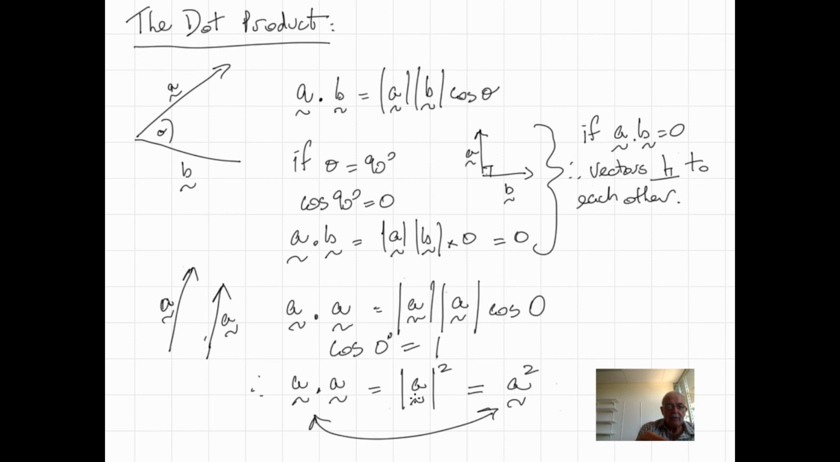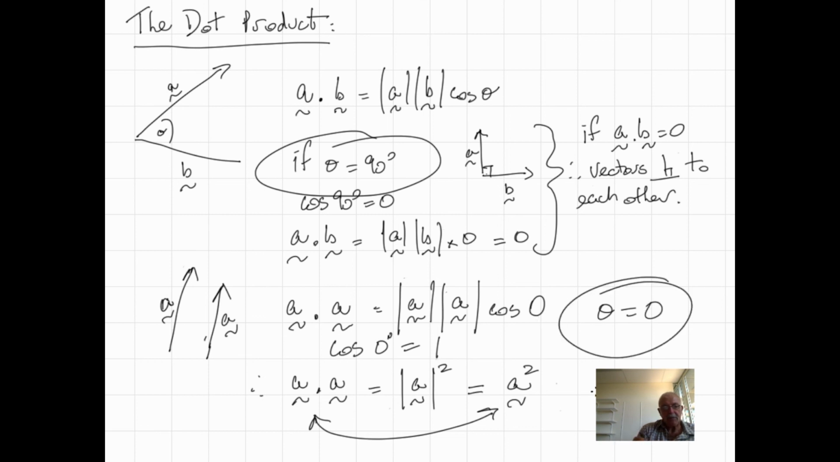So two special cases here. In this one here we've got theta is equal to 90, and here we've got theta is equal to 0 degrees. So two different special cases of the dot product, and you need to remember the special outcomes when those angles are 90 and 0 degrees.